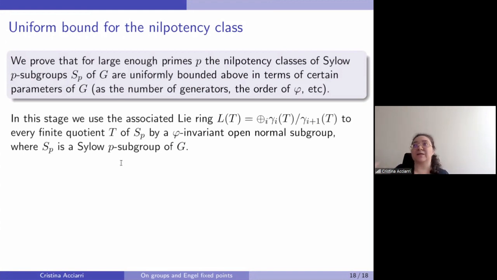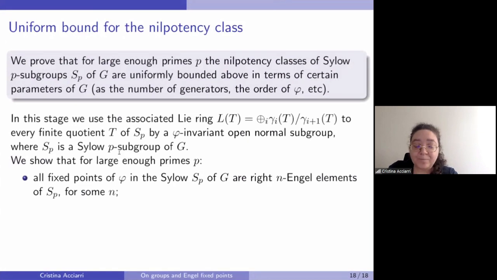What I think makes sense to mention is that in the first step, we use a filtration, the Zassenhaus filtration, for our group G, and we work with Lie techniques. Here we need another filtration, the one given by the lower central series. So we consider the associated Lie ring L(T), where now the terms of the series are just the factors of the lower central series, where T is just any finite quotient of the Sylow subgroup, by a phi-invariant open normal subgroup. And S_P is, as usual, any Sylow subgroup of our group G for P sufficiently large. So here we are going to use this other Lie ring associated to the profinite groups.